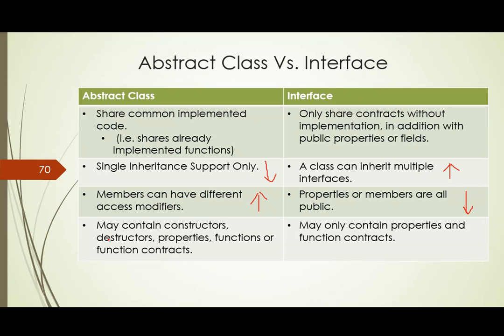An abstract class may contain constructors, destructors, public properties, functions, and so on. Contracts will be the abstract methods, and for VB it is MustInherit, if I'm not wrong, because I did VB a very long time ago. So instead of abstract, if you're doing VB coding, put the MustInherit keyword. That's it. An interface may only contain properties and function contracts. That's it, nothing more. But an abstract class can also hold implementation of functions rather than just the contracts. So these are the upsides and downsides.